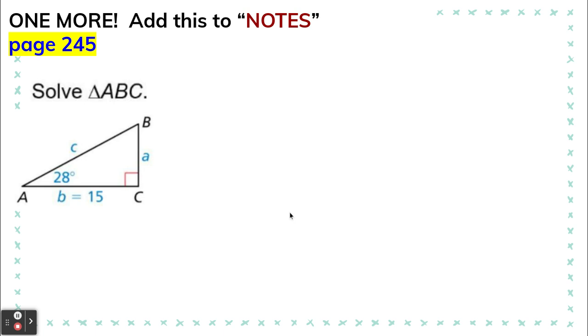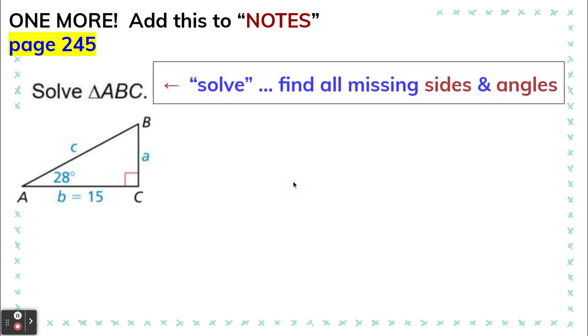All right, let's continue. How do we solve a triangle? Whenever they ask you to solve a triangle, they're asking you to find all missing sides and angles. That's important. So they give you one side here. They give you an angle. They do tell you it's a right triangle, but now you have to find everything else that's missing, okay?